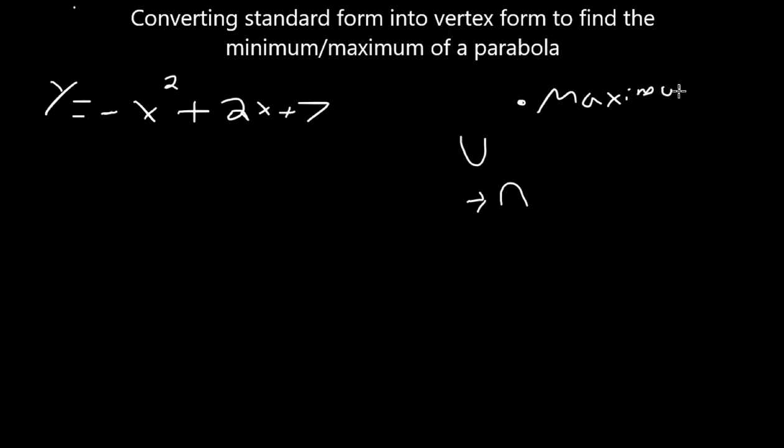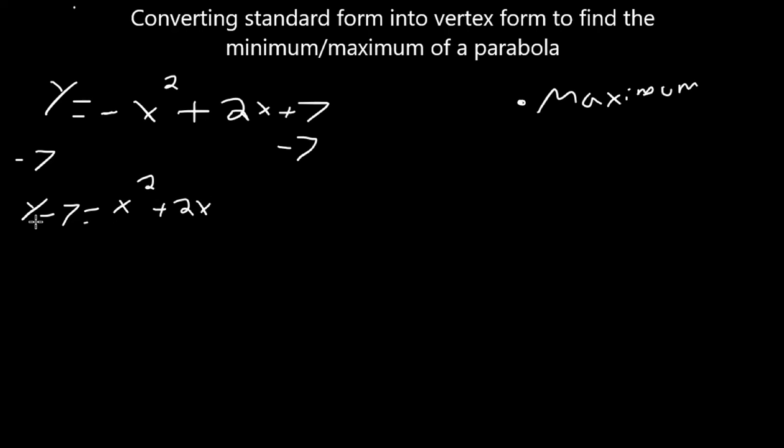Great. So how do we find this maximum? Well, what we're going to do is we're going to use our completing the square technique to transform this equation into vertex form. So the first step is I'm going to subtract 7 from both sides. This will just make it a little bit easier for me to see what's going on. So then we have y minus 7 is equal to negative x squared plus 2x.